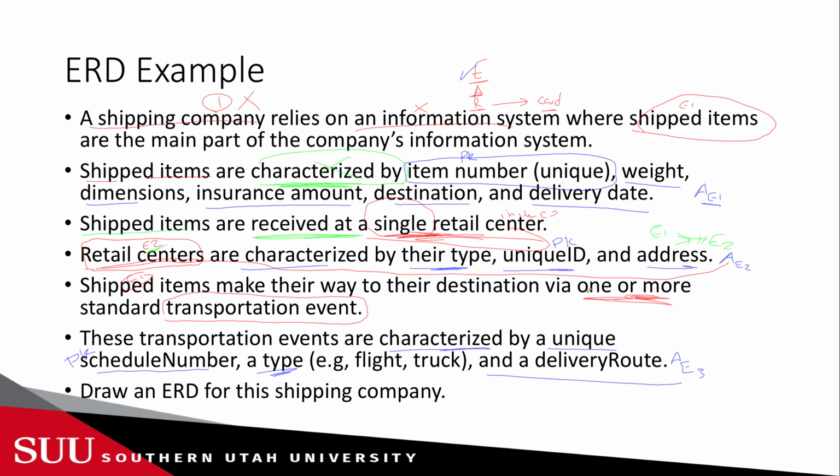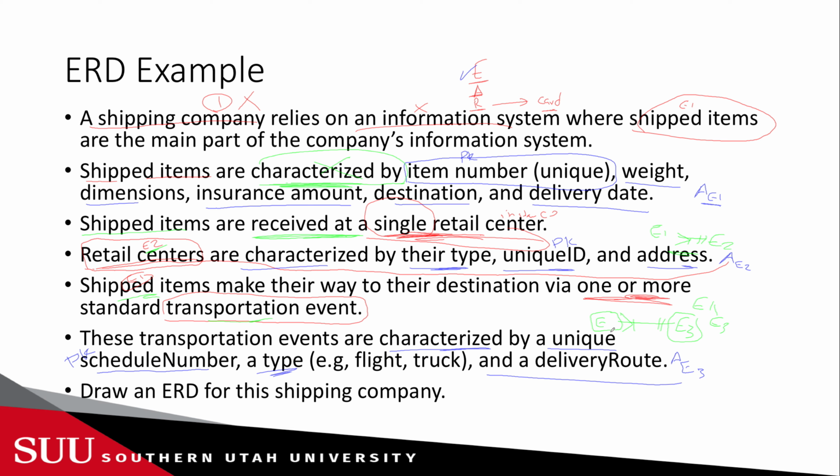Make their way using one or more standard transportation events. So this is going to tell me that I have another relationship here between entity 1, which is shipped items, and entity 3, which is transportation event. So what is the cardinality of this? Again, it looks exactly like the previous one. Shipped items will make their way via E3, which is transportation event, and we have multiple items on this side, which is E1. So these are what I need. I need those three entities and those attributes, and then I need my relationships.